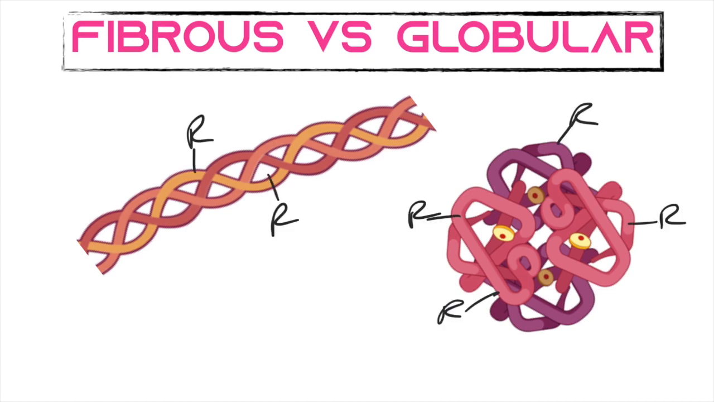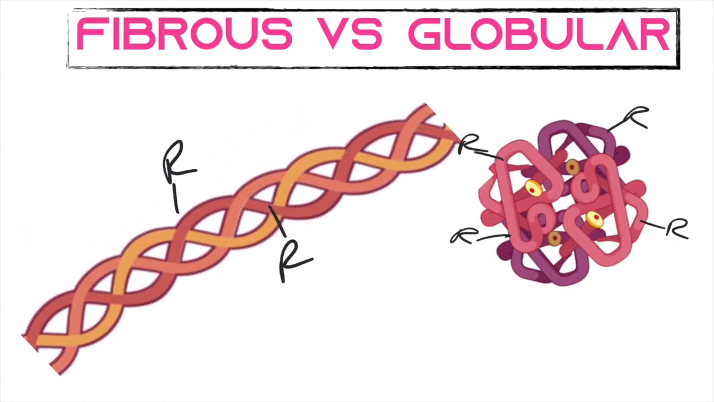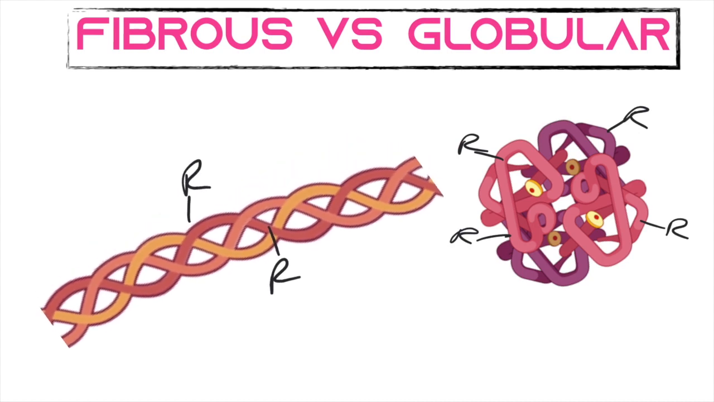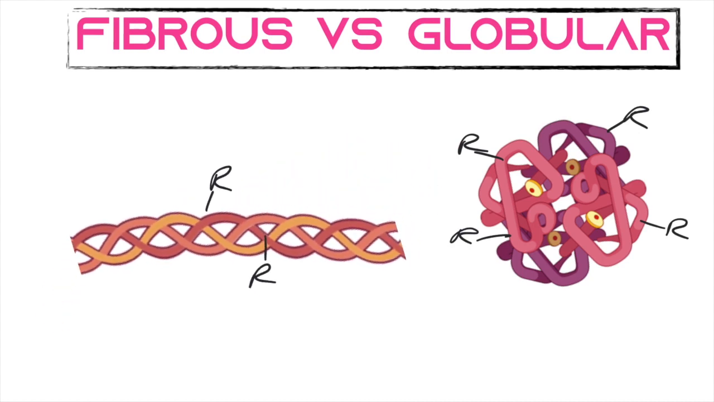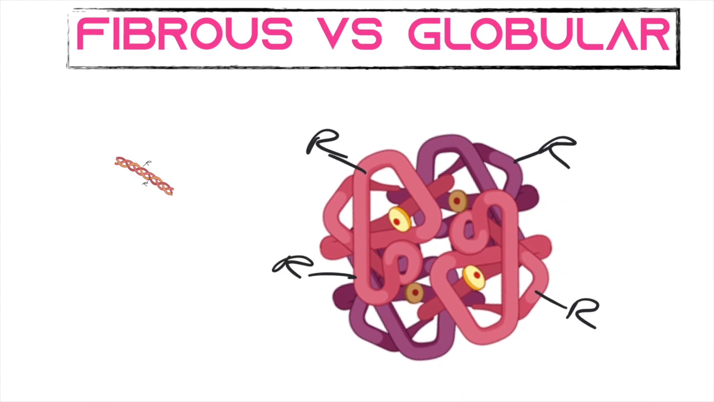In terms of R groups, fibrous proteins tend to have hydrophobic R groups. This makes fibrous proteins always insoluble in water. And this is related to their function because fibrous proteins like nails or hairs have to be insoluble in water to provide support. Globular proteins, on the other hand, have hydrophilic R groups.